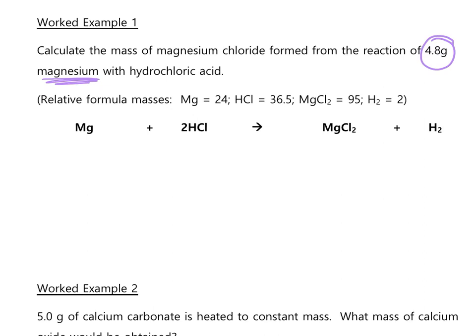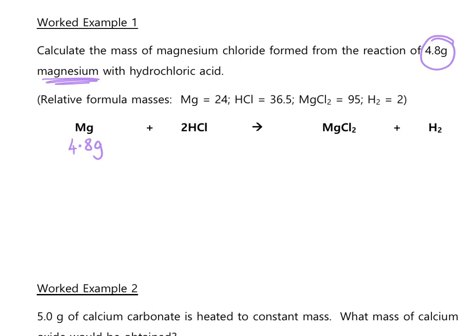So I have 4.8 grams of magnesium, so I'm going to write that underneath the magnesium part of my equation. And what we need to remember is to check that that mass is in grams, and if it's not in grams, you must convert it. In this case, it is in grams, so we're all good. So that's the first part of step 1. Write the information that you know underneath the equation. The second part of step 1 was to write a question mark underneath what you're trying to work out.